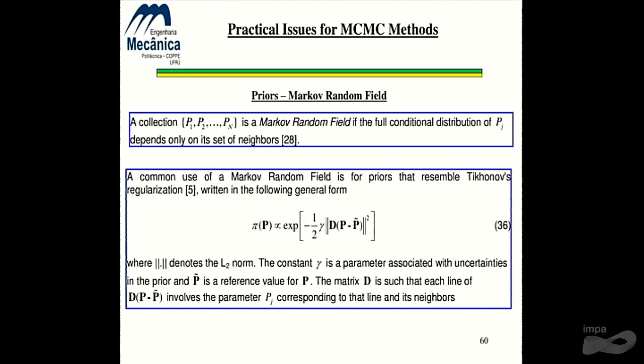Okay, so as I mentioned, I would like to run this Matlab code for next time. But before, I would like to finish today with a discussion about two other kinds of priors that are very useful. And most of us are already familiar with them from the solution of inverse problems with classical approaches. These are priors that are called Markov random fields.